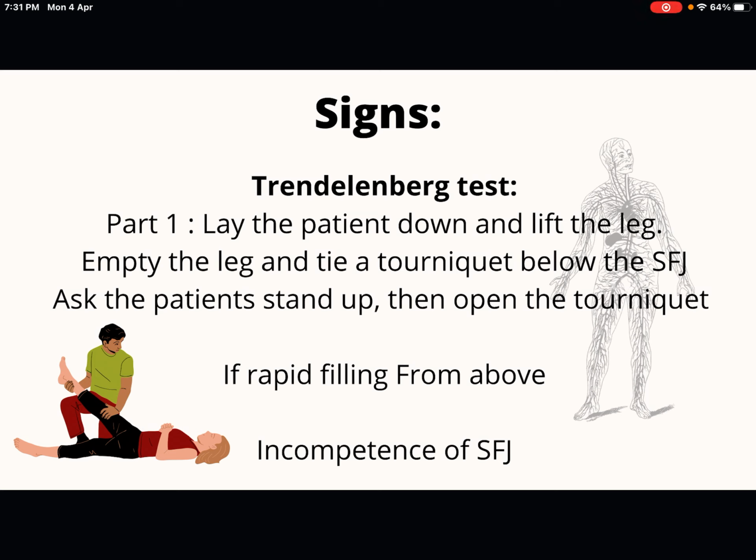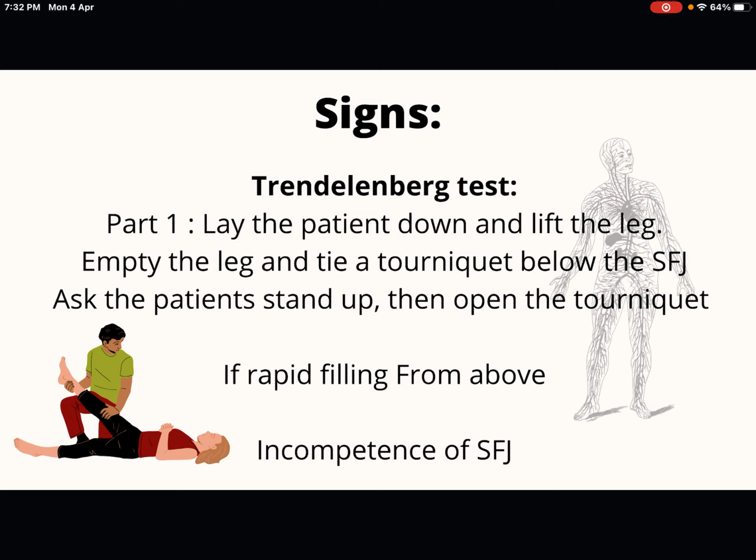We have to lay the patient down and lift the leg, and we have to empty the leg and tie a tourniquet below the saphenofemoral junction. So make the patient lie down, lift the leg, empty the leg and tie a tourniquet just below the saphenofemoral junction. Then we have to ask the patient to stand up, and then we have to open the tourniquet.